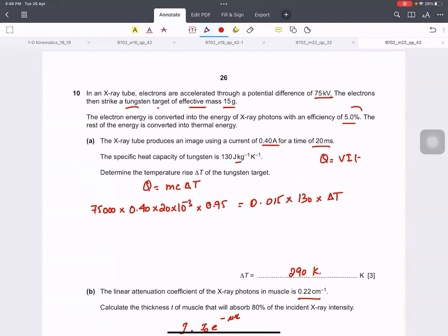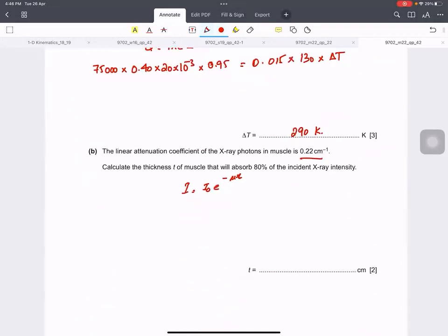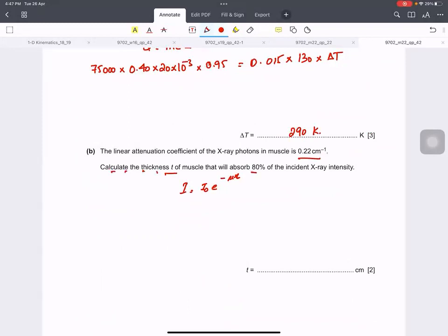Only 5% efficiency is given. 80% is absorbed, right? So 20% will remain, so 0.20 I naught. So I naught and I naught cancel, and ln 0.20 will be equal to minus μx, and x will be ln 0.20 divided by minus 0.22. What is the answer? 7.3.